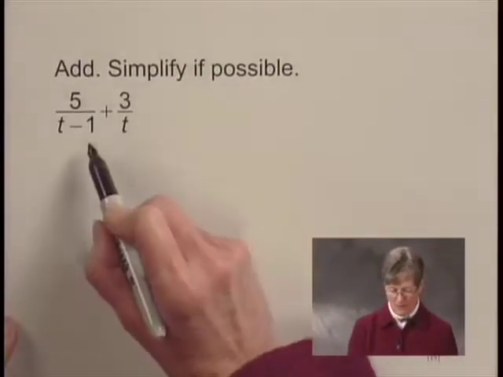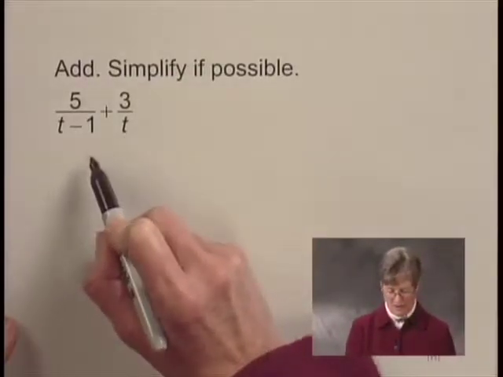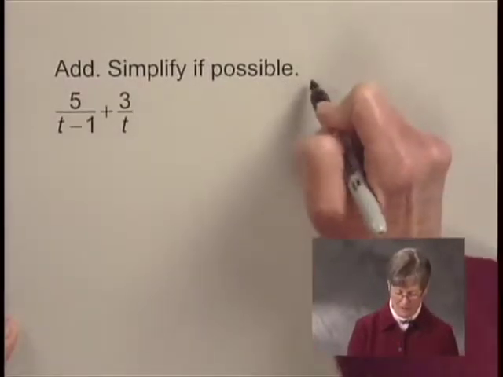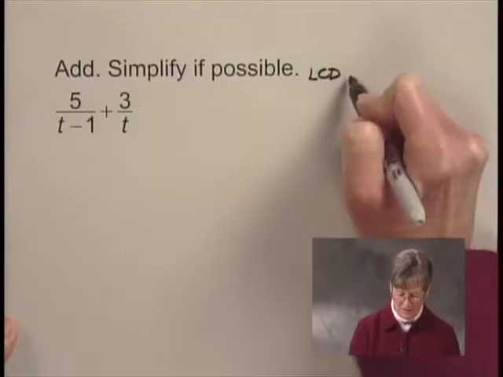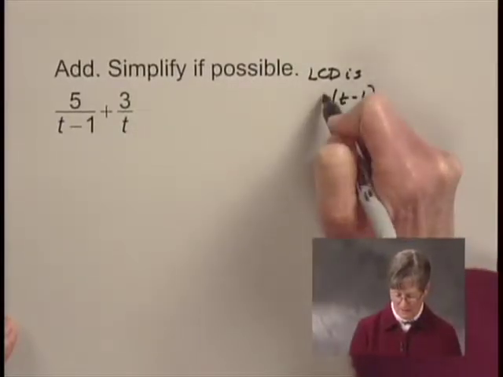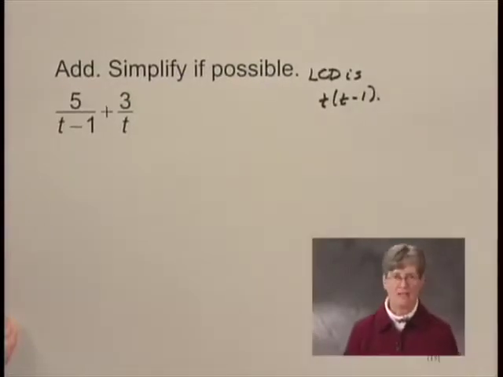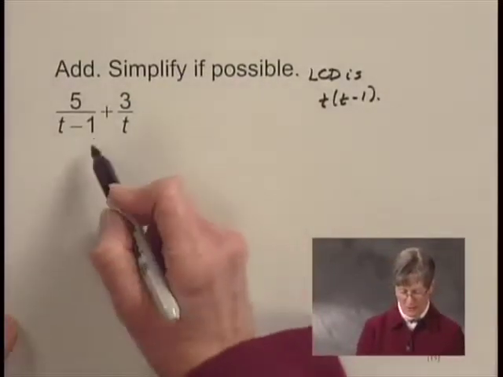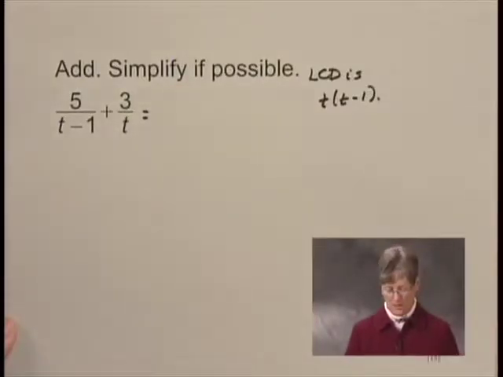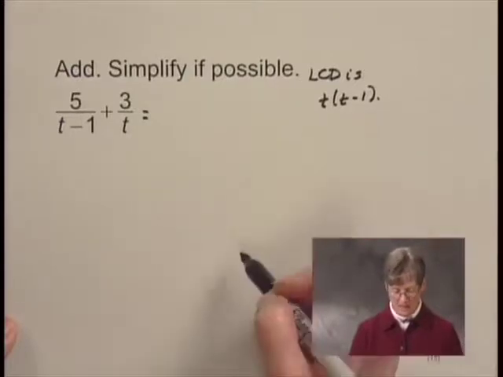These are both in factored form, essentially, so we know that the least common denominator will have a factor of t minus 1 and a factor of t. So we can say that the LCD is t minus 1 times t, or I'm going to write it in this form, t times t minus 1. What I need to do now is to multiply each of these rational expressions by a form of 1 so that each one has this denominator.